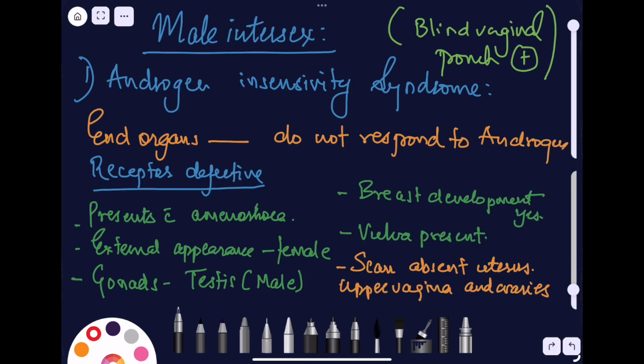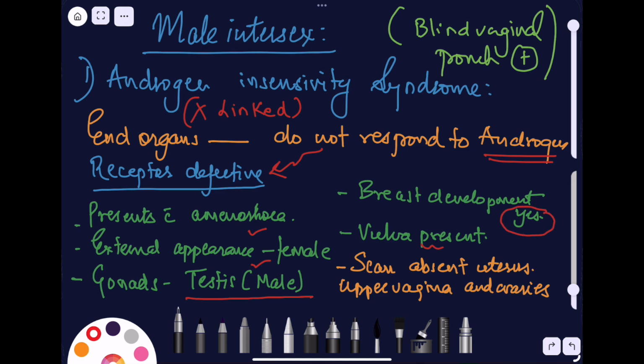Now, in male intersex, androgen insensitivity syndrome is the most common one. In this, there's presence of receptor deficiency or resistance to the levels of androgens in the body. Patients present with amenorrhea. External appearance of the genitalia is that of a female. Internal gonads are XY or testes. There's presence of breast development.